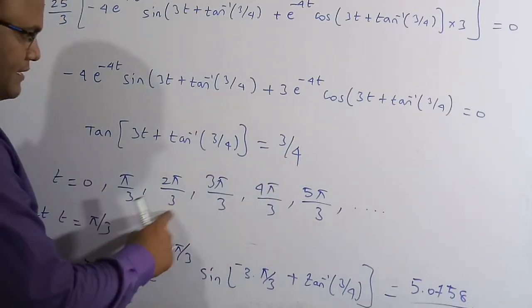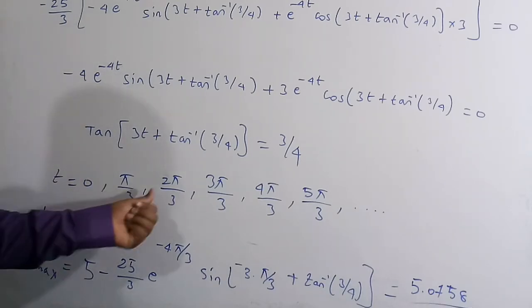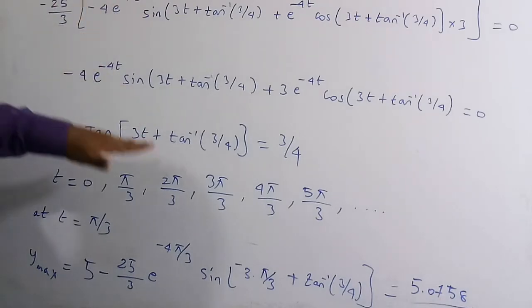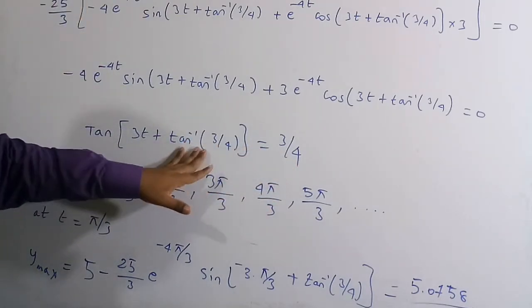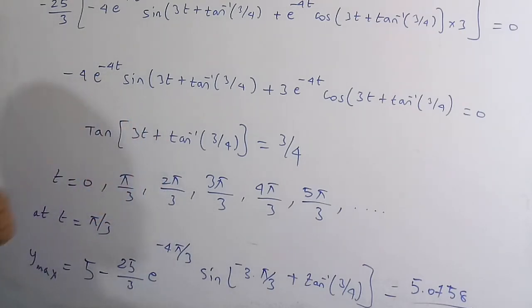Similarly, set 2 pi by 3, 3 pi by 3, 4 pi by 3, for all these values, for 0 pi by 3, 2 pi by 3, 3 pi by 3, 4, 5, again 6, 7, for all those things we are going to get this equation to be satisfied. So out of this, only for one particular value of t, the function will have a maximum.